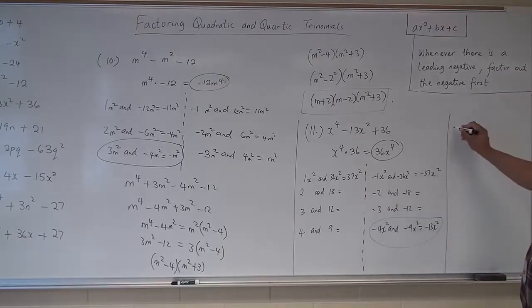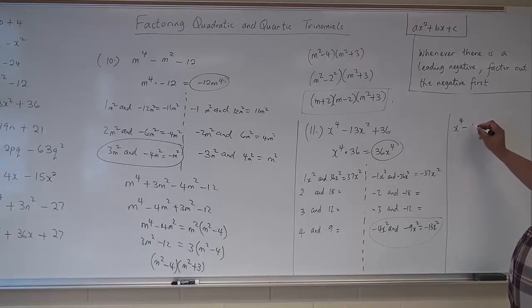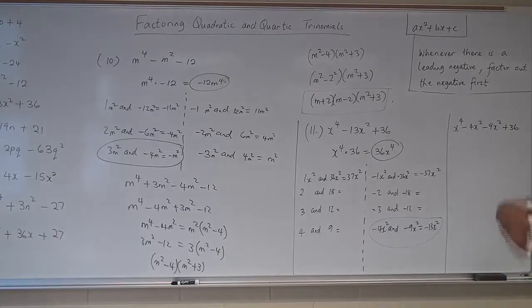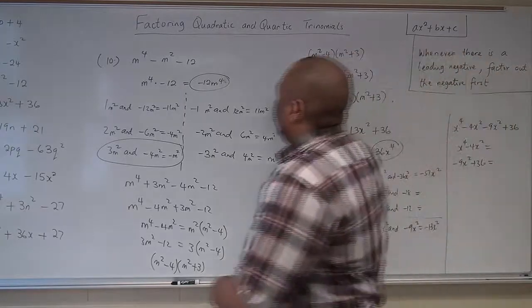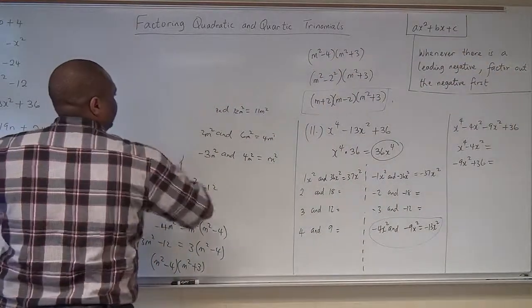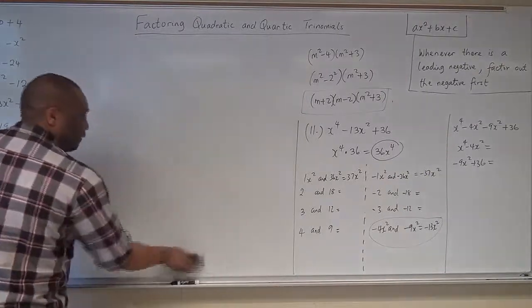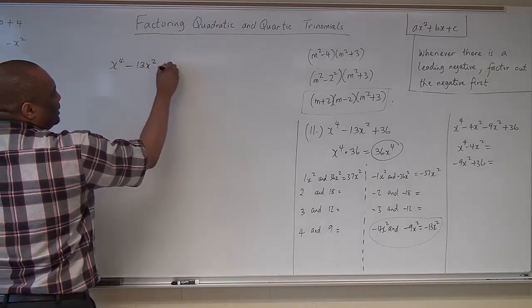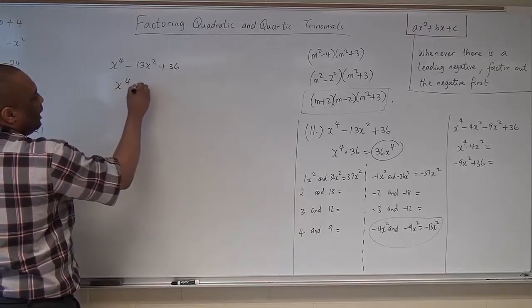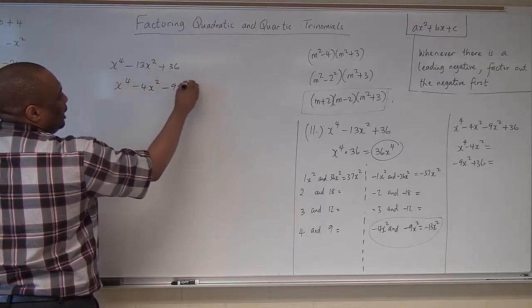We now have x to the 4th minus 4x squared minus 9x squared plus 36. We replace that. I like doing my vertical method. Let me write it over here. So we have x to the 4th minus 13x squared plus 36, which is x to the 4th minus 4x squared minus 9x squared plus 36.